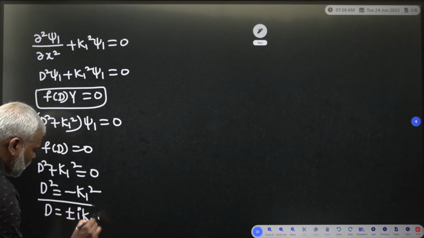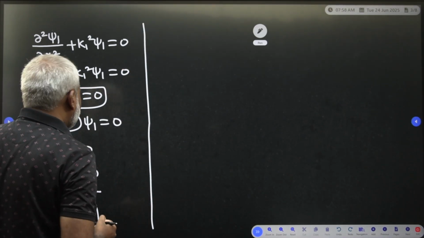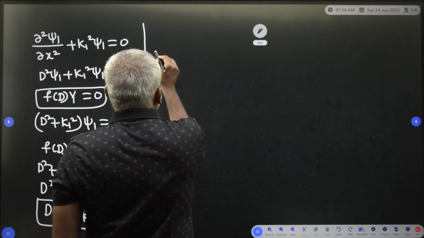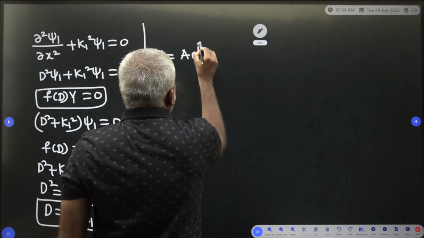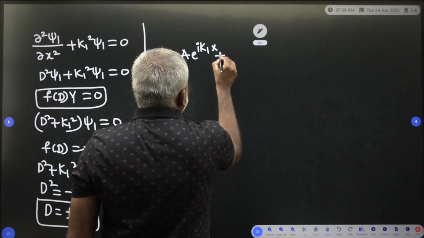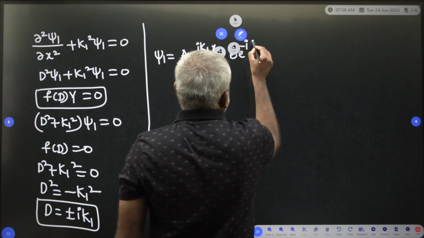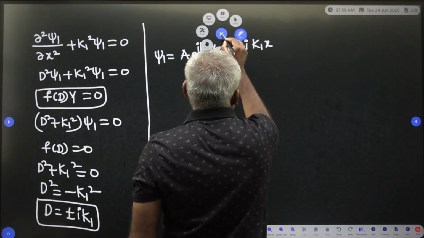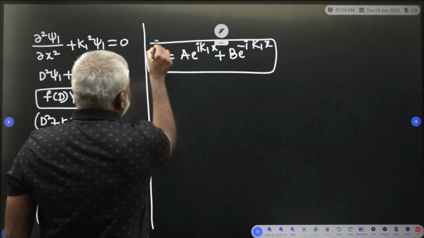So how many roots are there? Two roots are there, and these two roots are complex roots. Therefore the solution is psi 1 equal to a e to the power of i k1 x plus b e to the power of minus i k1 x.